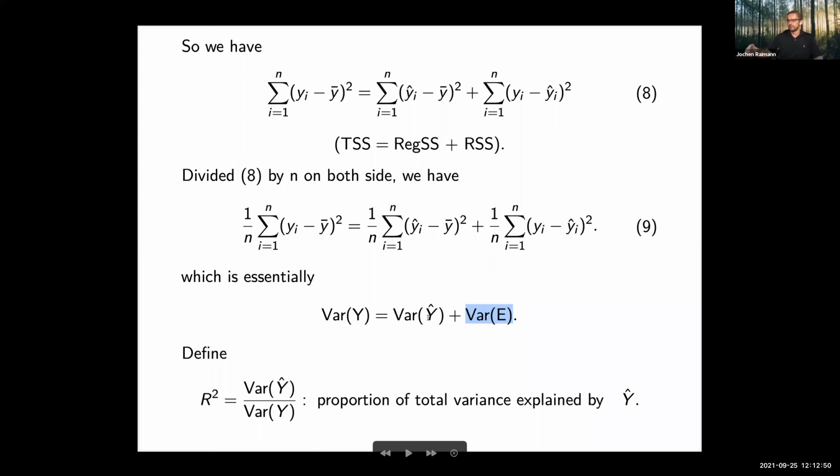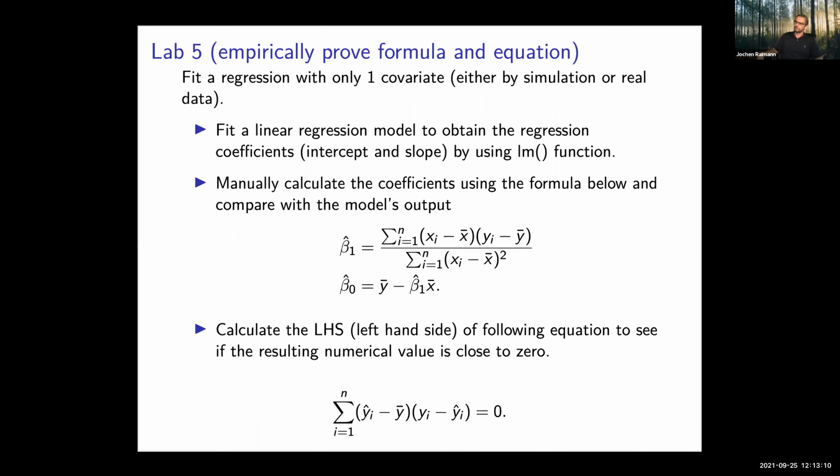So now we said R square is the proportion of explained variance in relationship to the overall variance. So the variance of y hat divided by the variance of y is the proportion of total variance explained by y hat. Good. So this was the lecture for today.